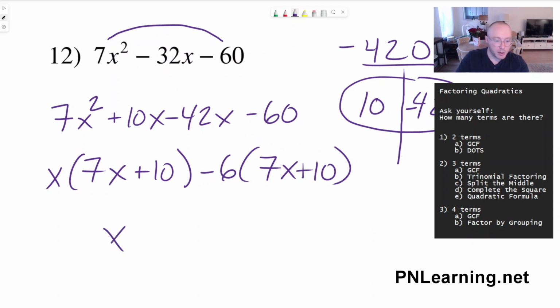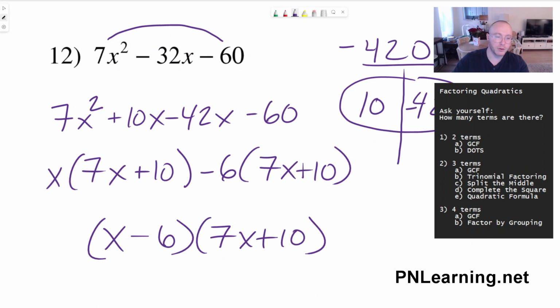And here's your answer, right? We've got x minus 6 as the outside factors and 7x plus 10 as the inside factors. That one wasn't so bad. We just had to make sure we look for the appropriate factors.